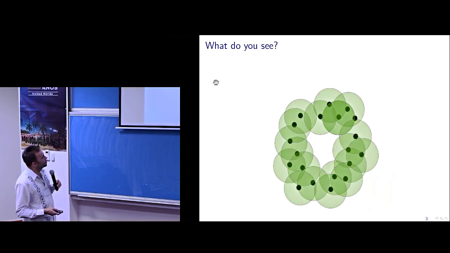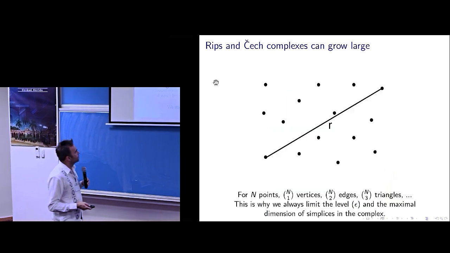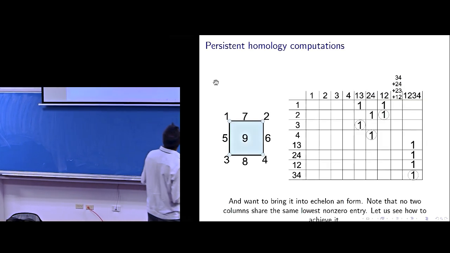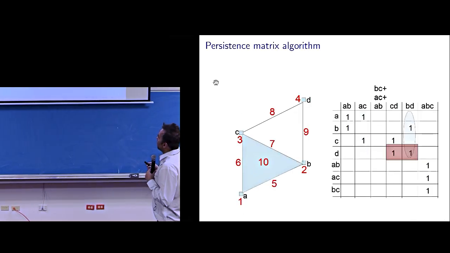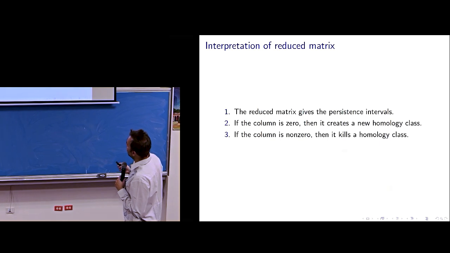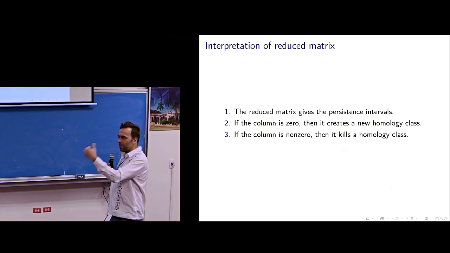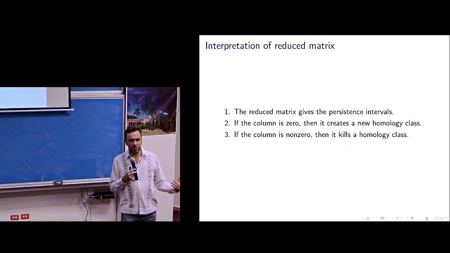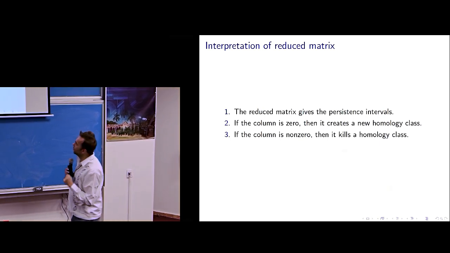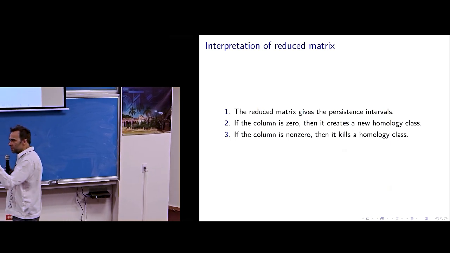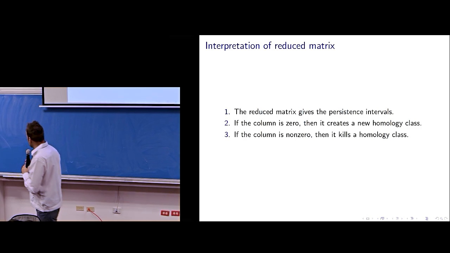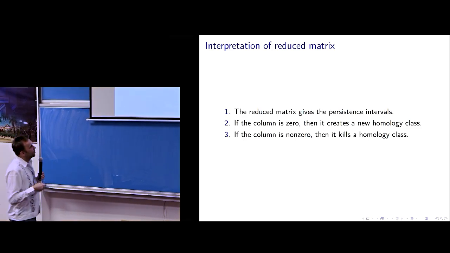So coming back to the matrix example. So this is how we can read those persistence intervals, the birth and the death pairs, from the matrix. So if the column is 0, it's a birth. Something is created. I'll tell you why in a second. If the column is non-zero, so there is some non-zero element, then it kills a homology class.